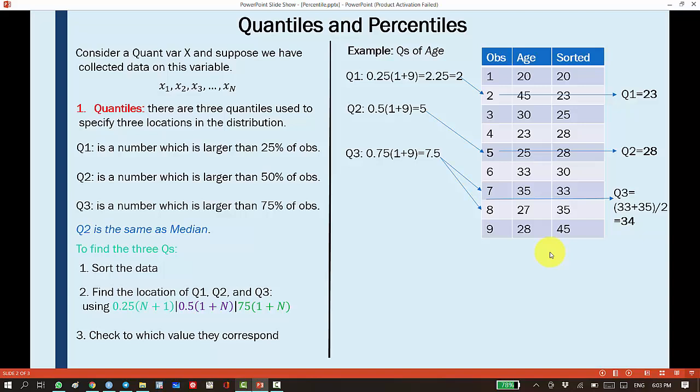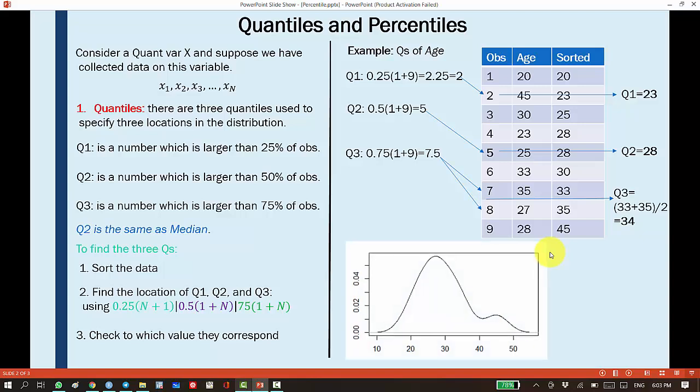We can show Q1, Q2, and Q3 on the graph, on the distribution as well. Q1 is a number down here, which is larger than 25% of observations. Q2 is 28. It's the location of Q2 or quantile 2, which is larger than 50% of observations. Of course, it's smaller than the rest 50% on the right. Q3 is 34 somewhere here, which is larger than 75% of observations, and of course less than 25% of observations on the right hand side.